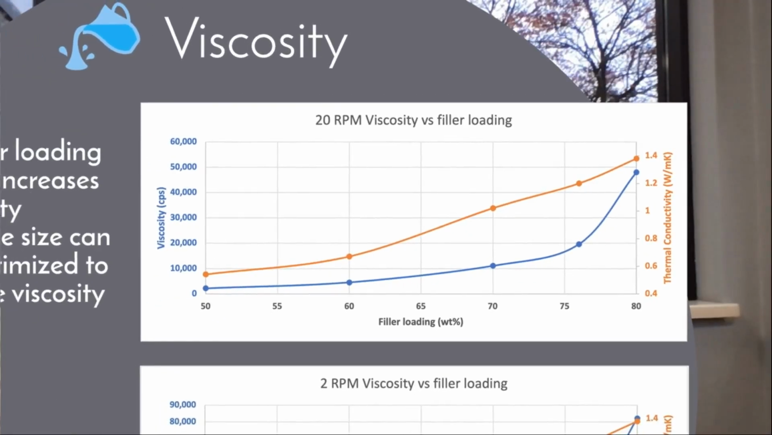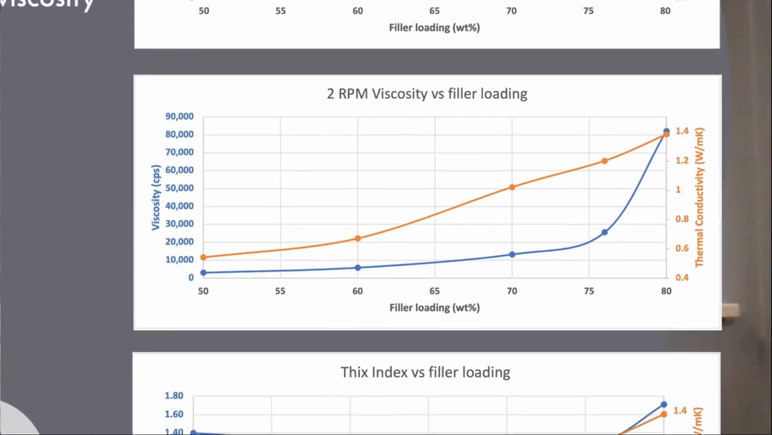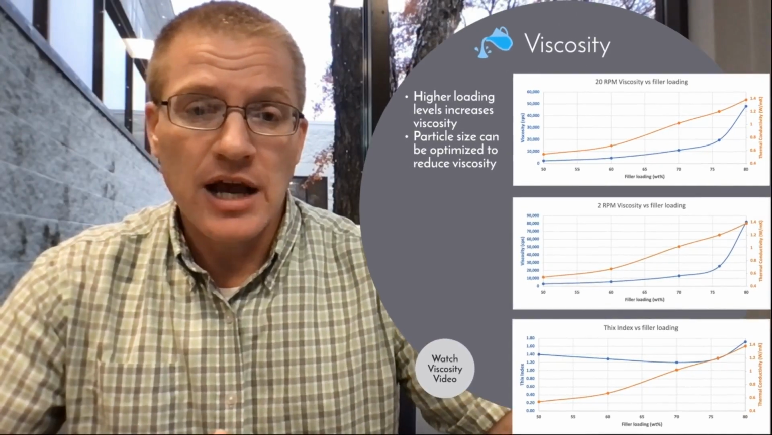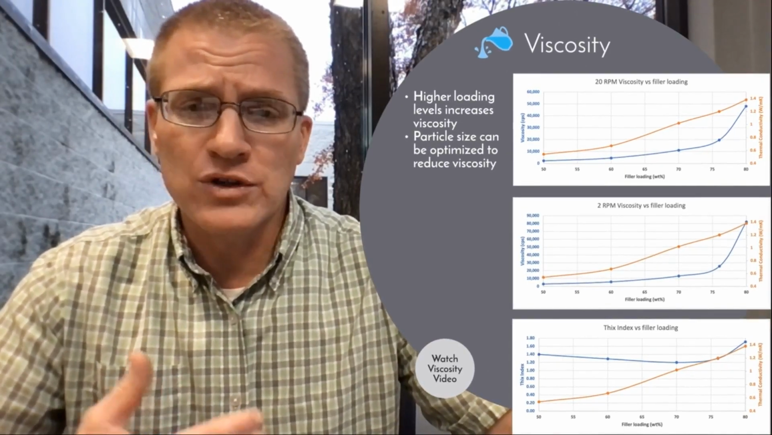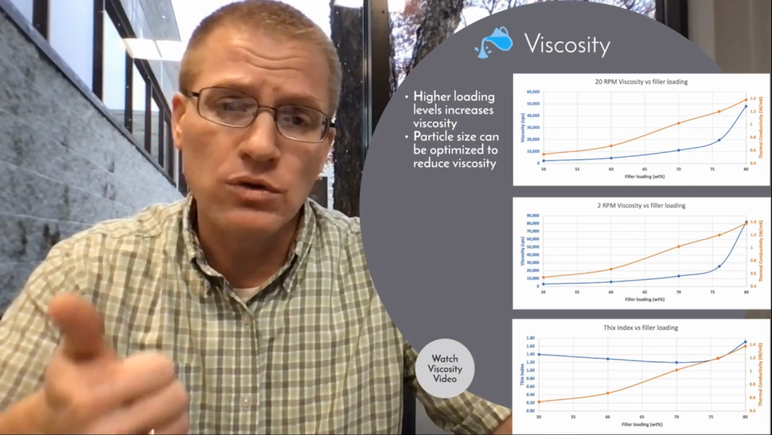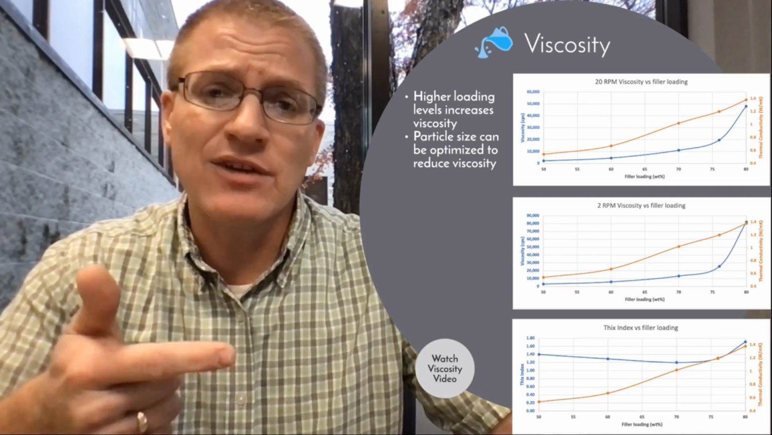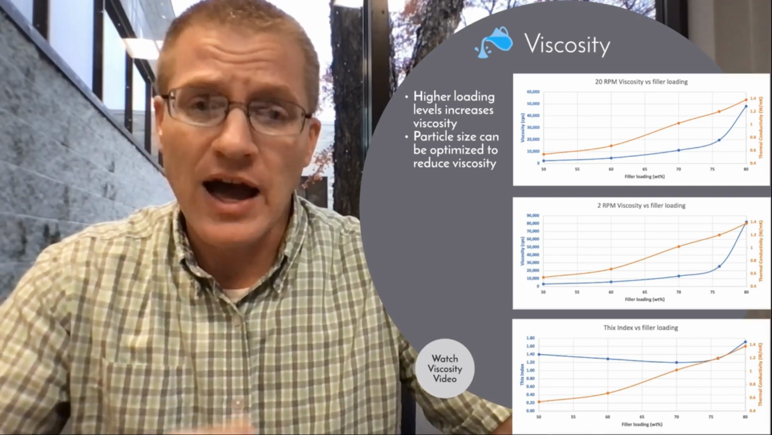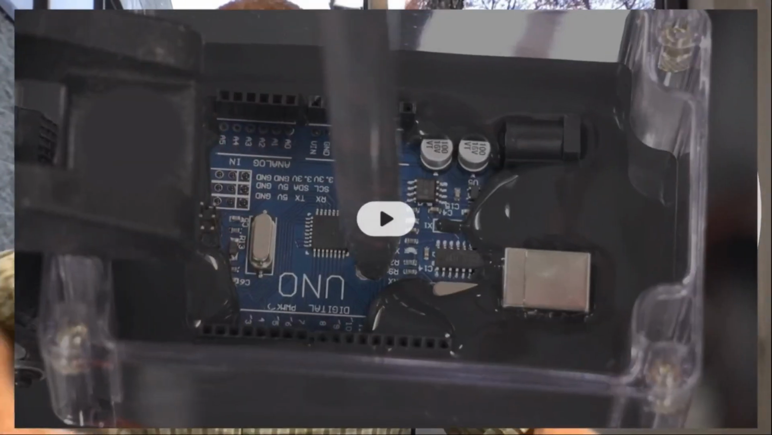Equally important is the 2 RPM, which gives you an indication of what the thixotropic index of a material is. The thixotropic index is really the ratio of the 2 RPM to the 20 RPM, or the low shear to the high shear viscosity. It really gives you an idea of how well the material flows. The higher the Thix index, the less it flows. And I've got a little video I want to show you here.